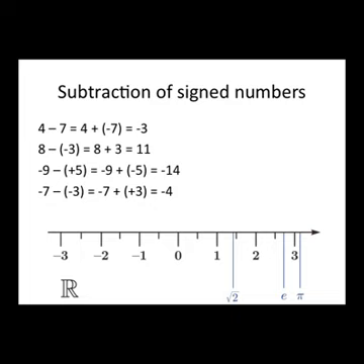Negative 9 minus positive 5 translates to a negative 9 plus negative 5, or a negative 14. Negative 7 minus 3 is a negative 7 plus a positive 3, so again you end up with a negative 4 as a result.